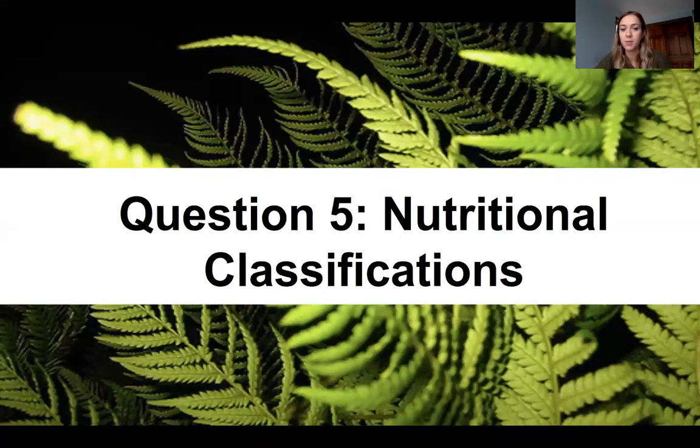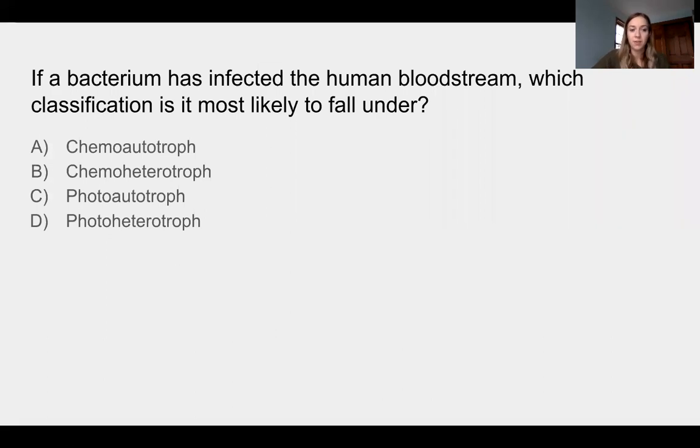All right, question number 5, nutritional classifications. If a bacterium has infected the human bloodstream, which classification is it most likely to fall under? Chemoautotroph, chemoheterotroph, photoautotroph, or photoheterotroph? Take a minute, pause the video, and we'll go over the answer in a minute. All right, so the answer is chemoheterotroph, and we will discuss this.